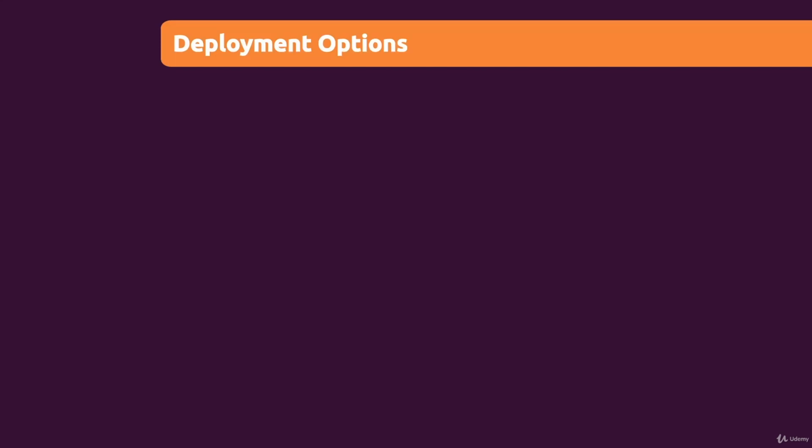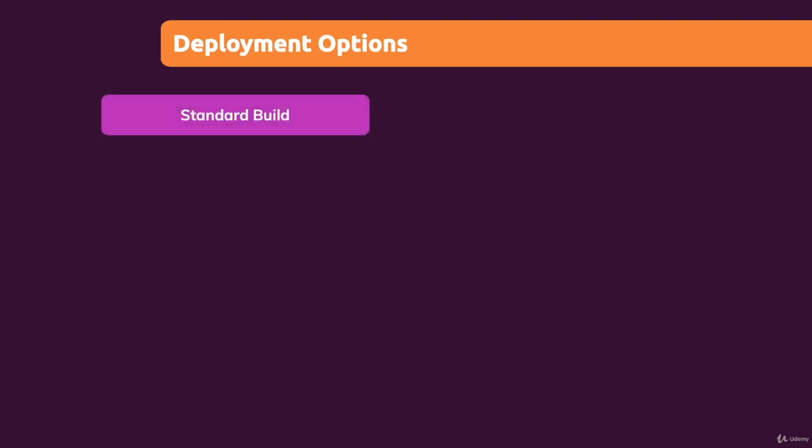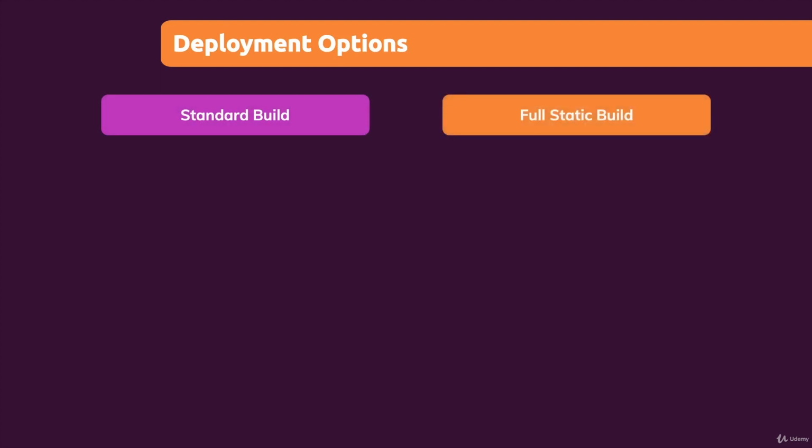Now, before we get our hands dirty, let's understand deployment in theory. And let's start with the different deployment options NextJS gives you. Because it turns out that you have two totally different ways of building and deploying your NextJS app. The first and most common option is the standard build, as I like to call it. But we also can actually do a full static build and deploy our site as a full static website.